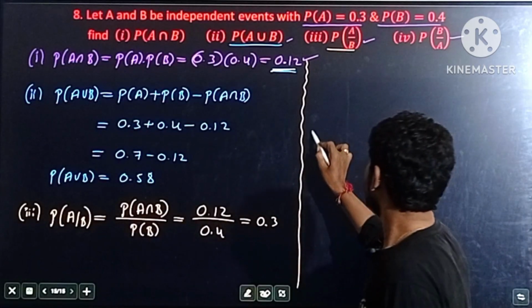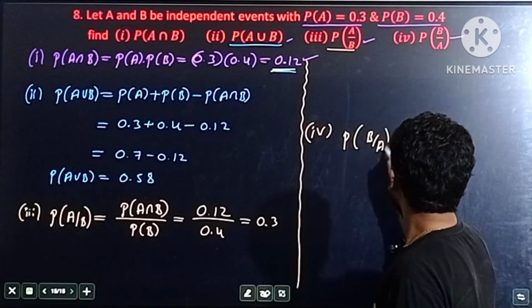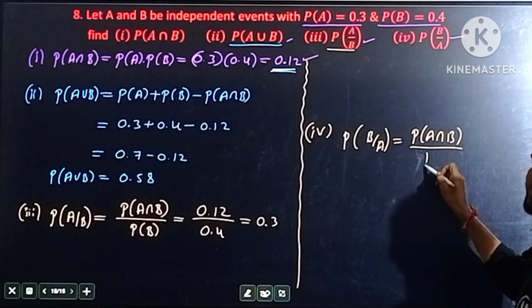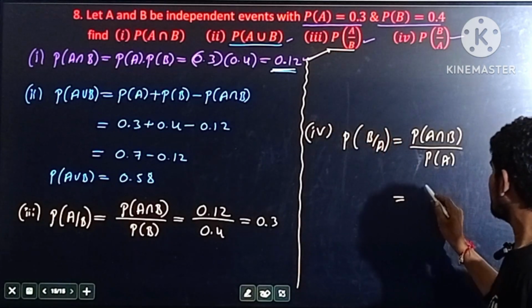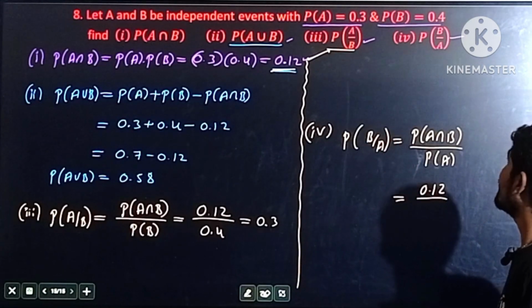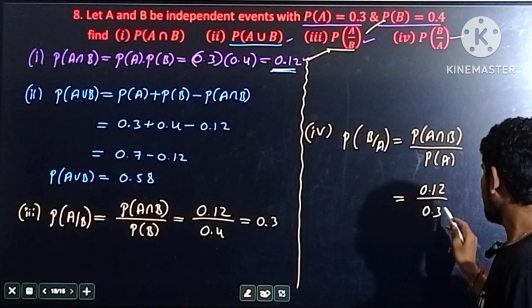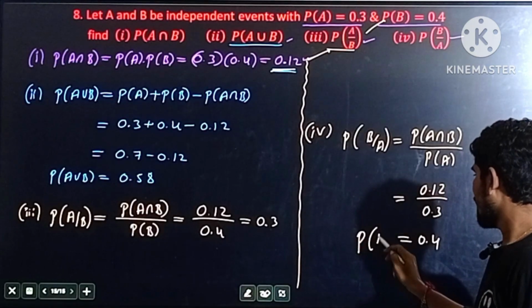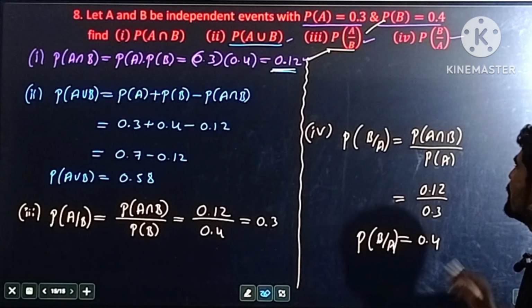And similarly the fourth one, that is probability of B by A. Its formula is probability of A intersection B divided by probability of A. The value of probability of A intersection B is 0.12, divided by probability of A, which is 0.3. Same thing, 3 ones are 3, 3 fours are 12. So 0.4 is the required value of probability of B by A. I hope all of you understood this question.